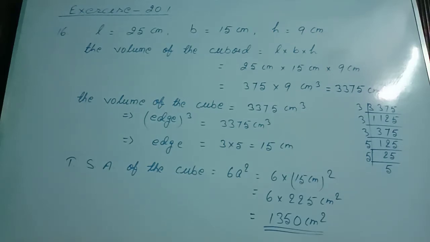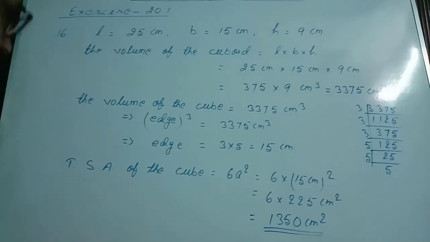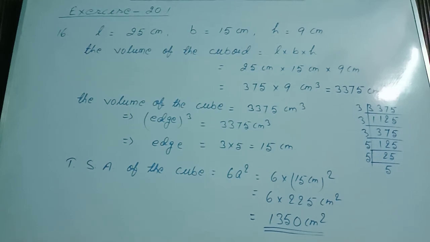In the period of mathematics, our exercise 21.20.1 is continued. Question number 16. This question states that a cuboid is 25 centimeter long, 15 centimeter broad, and 9 centimeter high. Find the total surface area of the cube having its volume equal to that of the cuboid.